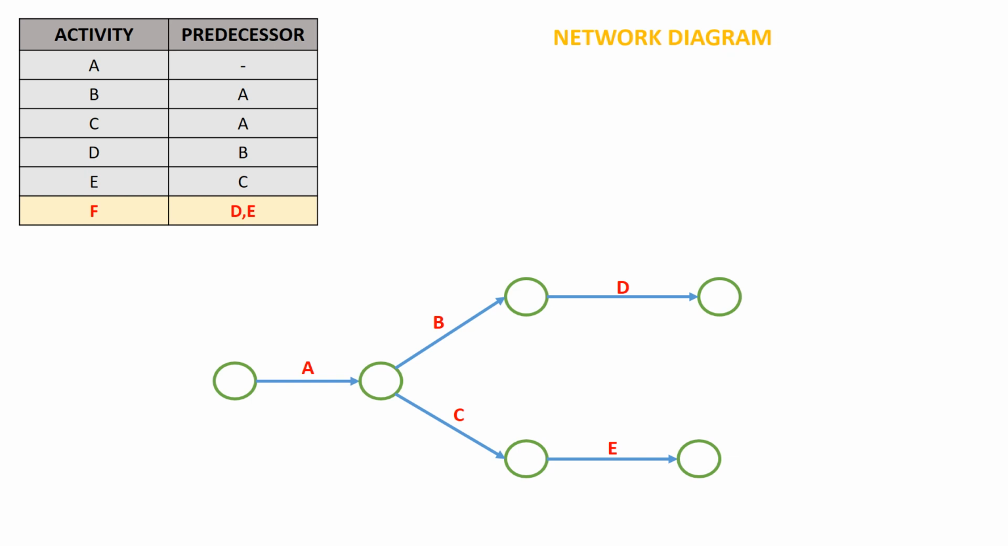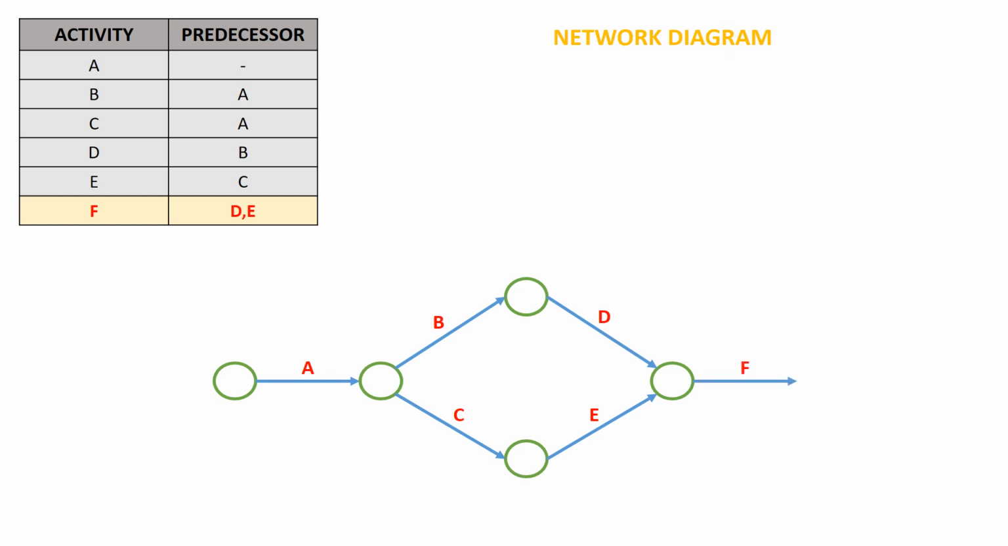So in order to have activity F, with the predecessors for activity F being D and E, we have to merge activity D and activity E. Now from here we can draw activity F and we can show the completion of activity F using an event. So this is how we have to draw the network diagram for the given activity predecessor.